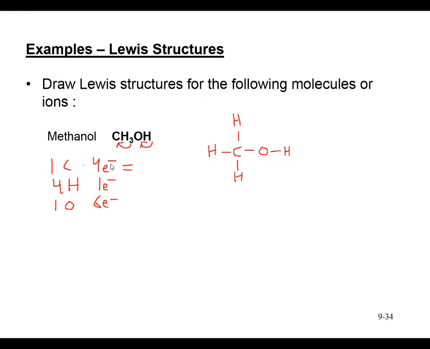So I have 1 carbon atom times 4 valence electrons. There's 4 valence electrons from the carbons in the structure. I have 4 hydrogen atoms with 1 valence electron each, so if I multiply those, 4 times 1, I get 4 valence electrons in my structure.